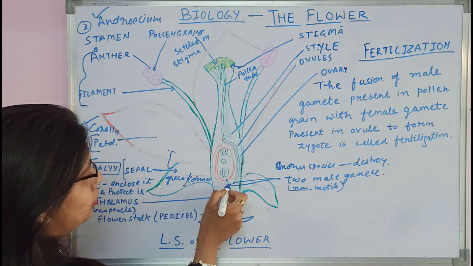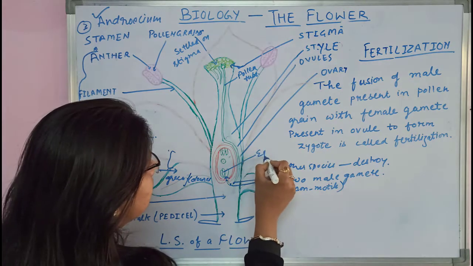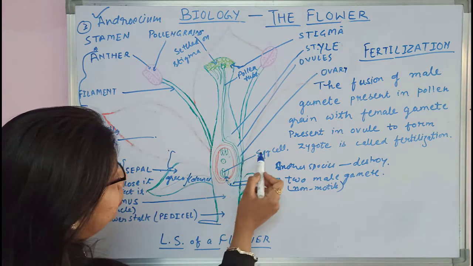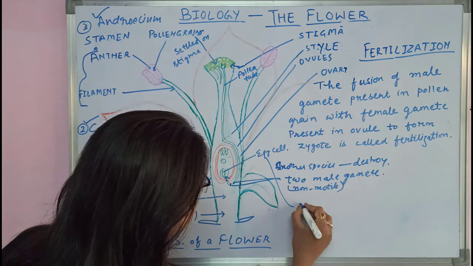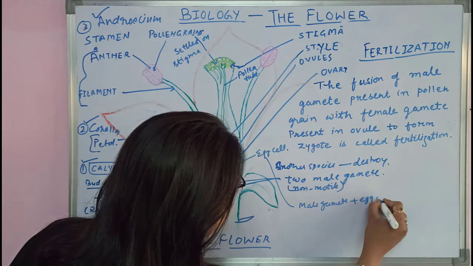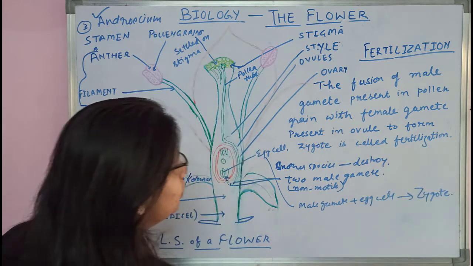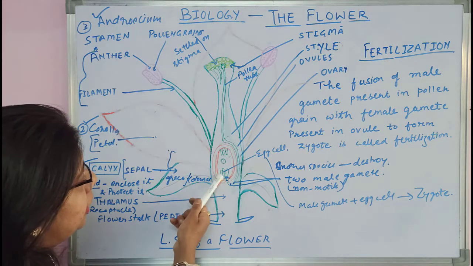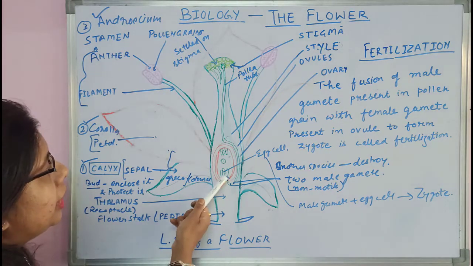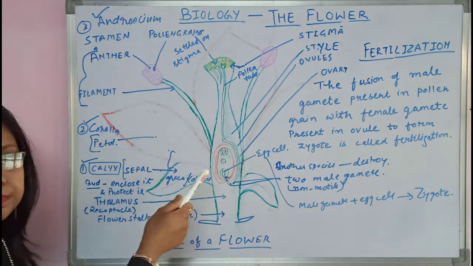From there, the male gamete reaches into the ovary, and here it fuses with the egg cell. This one is the egg cell. Male gamete plus egg cell, and formation of the zygote takes place. In this way, fusion of the male gamete and female gamete takes place and the zygote is formed. This is called fertilization, the fusion of male gamete and female gamete within the ovary.